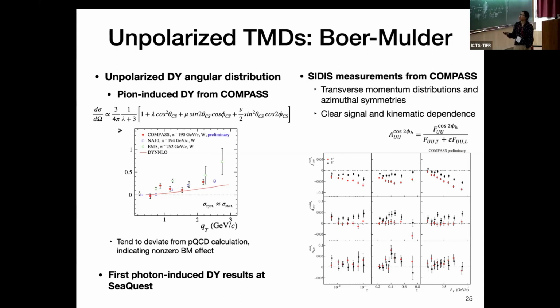And the other way you can also measure the Boer-Mulders is, obviously, semi-inclusive DIS, where you can extract all these leading twist TMDs from the theory. This is one of the results from the COMPASS collaboration. And you can see here, when you look at the asymmetry as a function of X, Z, and PT, for the positive and negative hadrons, there are clear signals and kinematic dependence showing here.